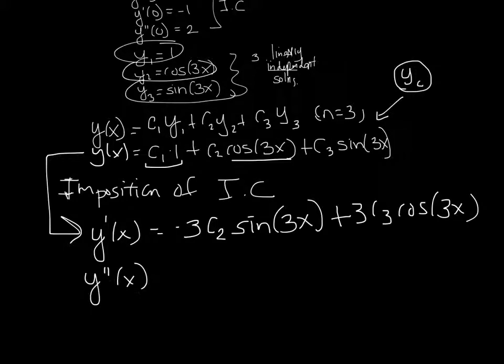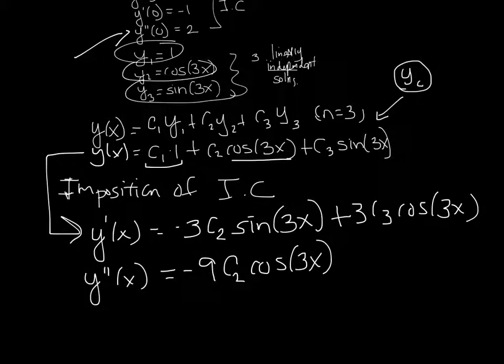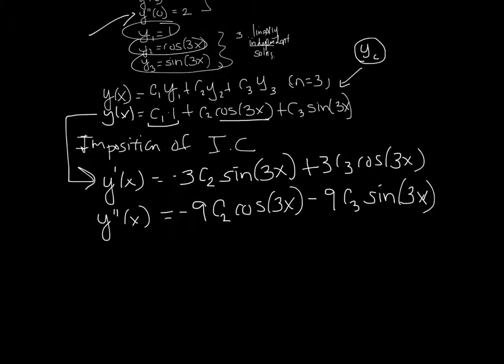And y double prime, because we have our double prime there, is going to be negative 9 c2 cosine of 3x, and negative 9 c3 sine of 3x. Okay, so now let's use the initial conditions now that we have our derivatives.